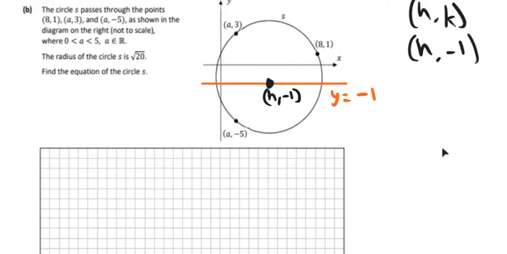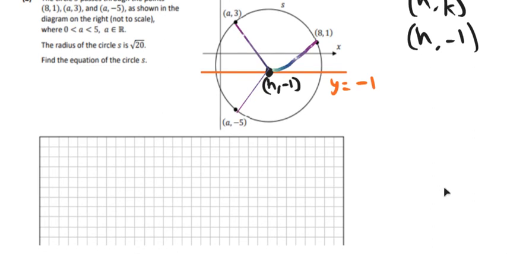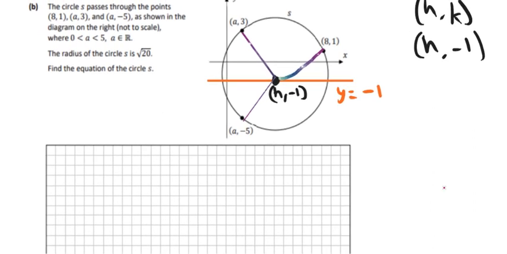But what I'm going to do here is take these 3 lines, so you've got a radius from each of the points on the circle. So you've got this here, this line here, and this line here. So all of those lines have to be equal to each other because they're all radii of the circle, and they're all going to be equal to root 20 as well.